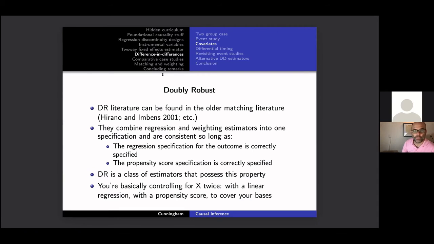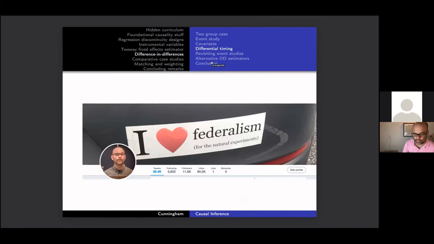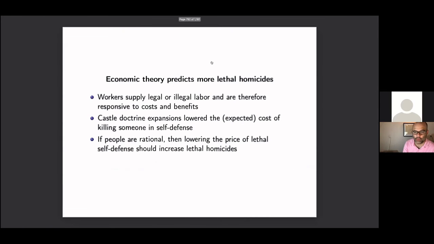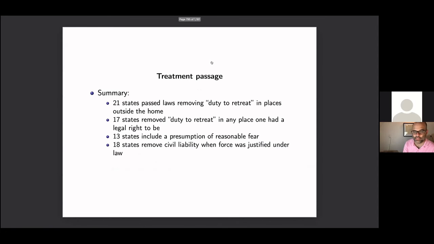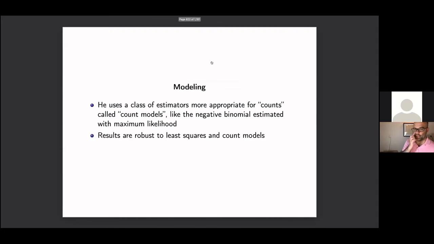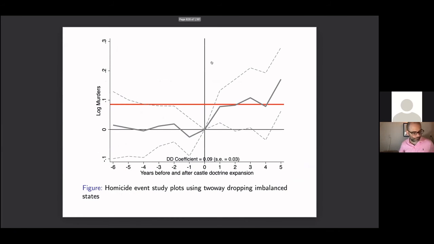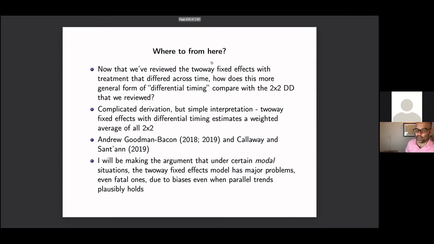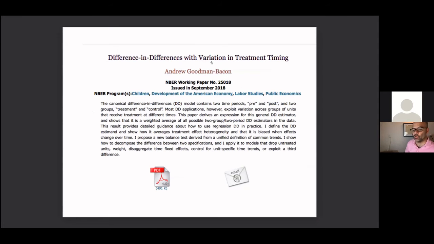We only have an hour left, so I'm going to have to skip right to the differential timing material, because the most important things that I think you will learn today are the Andrew Goodman-Bacon paper and the Callaway and Sant'Anna paper. If I had to leave you in this workshop with two really important messages, it would be, how do you handle differential timing? All right, so let's just dive right into that, and I'll walk you through differential timing problems.